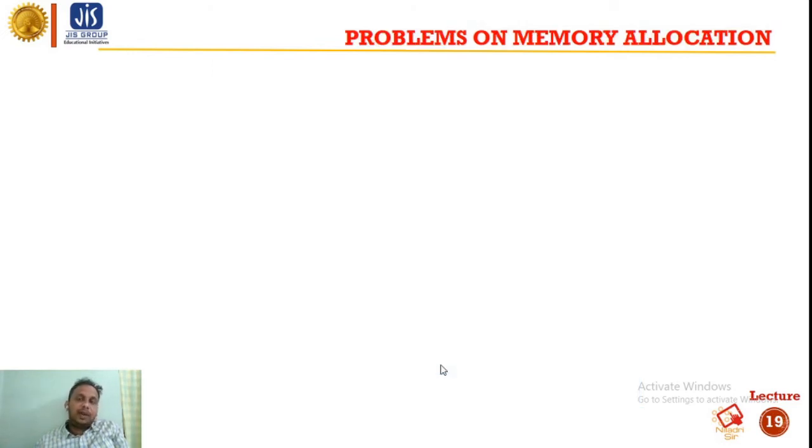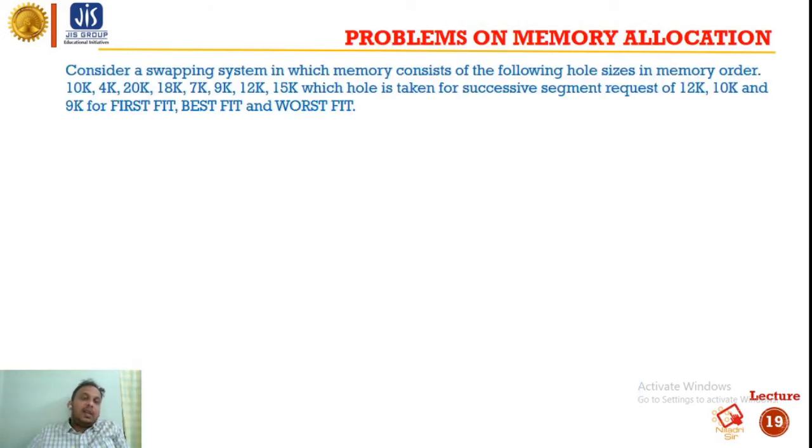So what are the problems on memory allocation? Consider a swapping system in which memory consists of the following hole sizes in memory order: 10K, 4K, 20K, 18K, 7K, 9K, 12K, 15K. These are in consecutive order. The successive segment requests are 12K, 10K, and 9K. We have to find out the first fit, best fit, and worst fit.